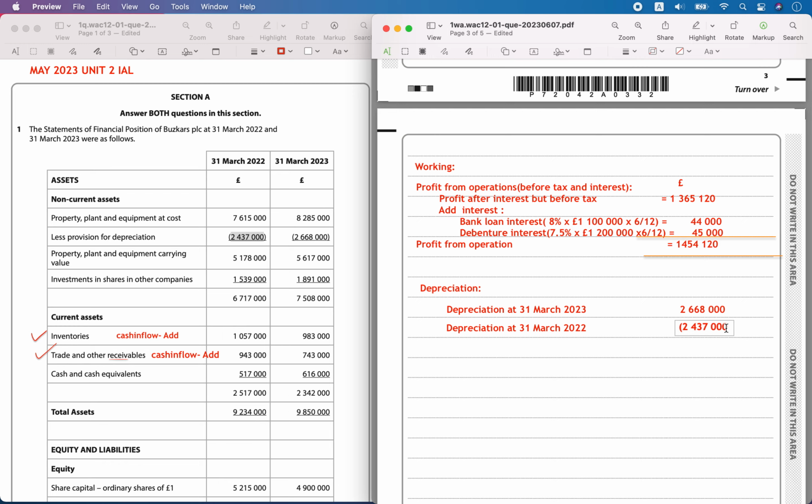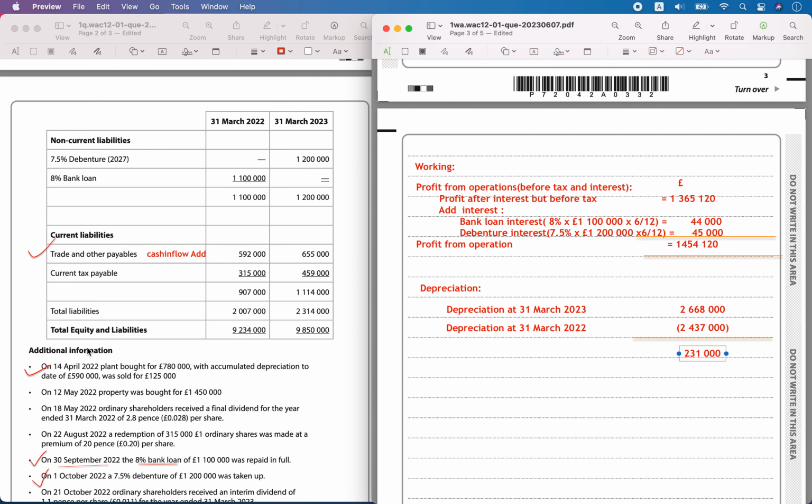Okay, the change we have to calculate. What is the change that has happened? This is a notional one, this would have got subtracted, right? So I am going to add back all the depreciation which was subtracted. So the difference is going to be equal to 231,000.